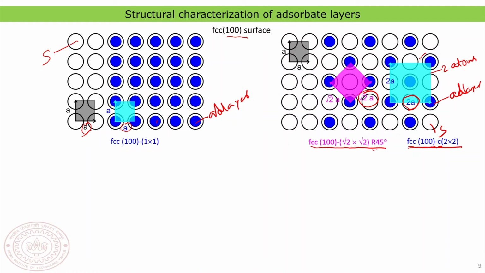And in addition to that, you also need to mention the angle that the adlayer is making with respect to the surface unit lattice vectors, and that is 45 degrees in this case, and therefore you have to also represent the R. This kind of notation of representing the adlayer is known as Wood's notation, which is a simple notation.